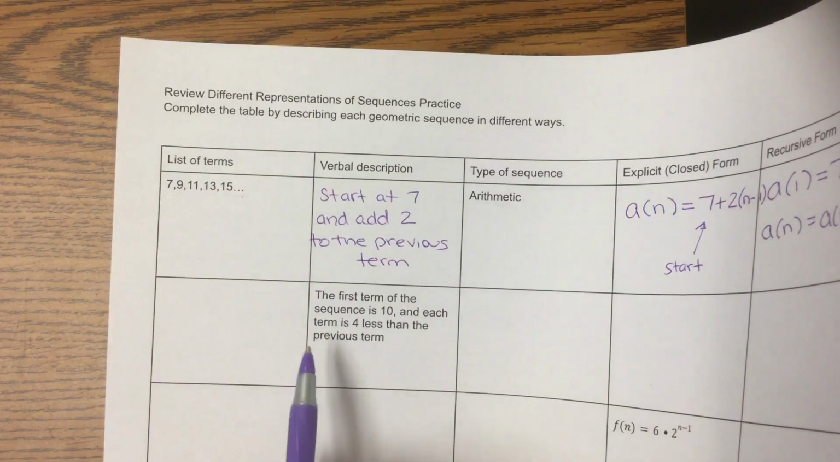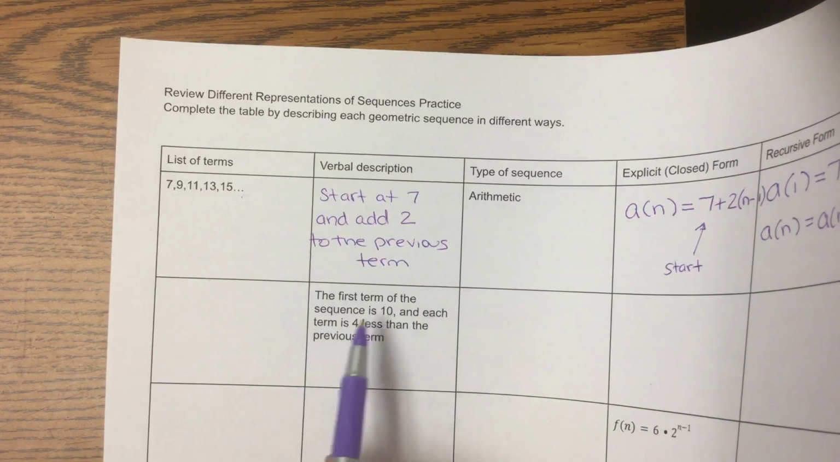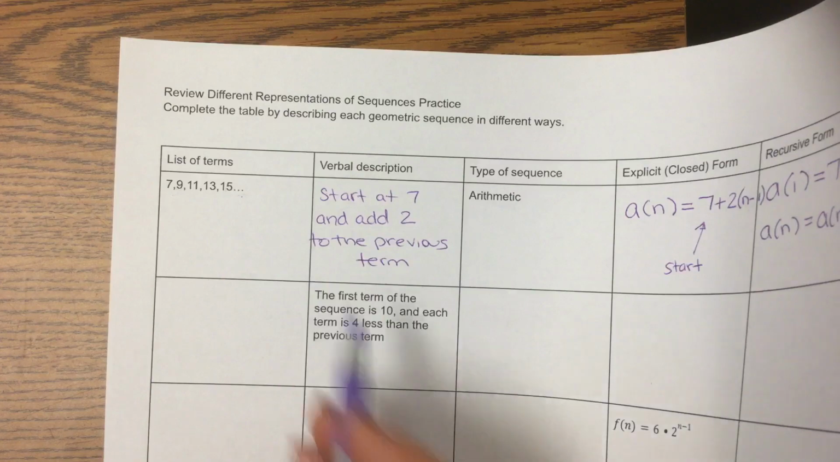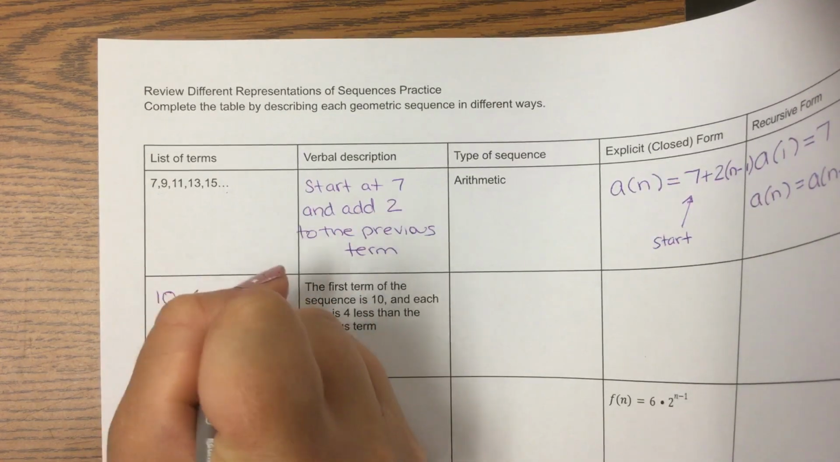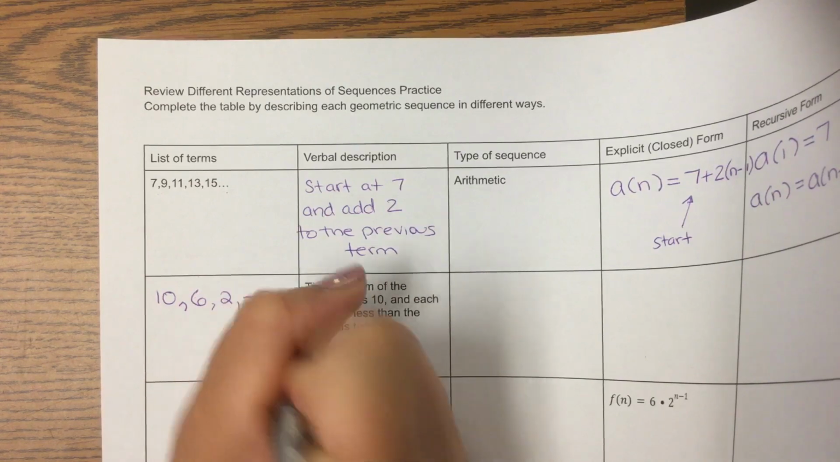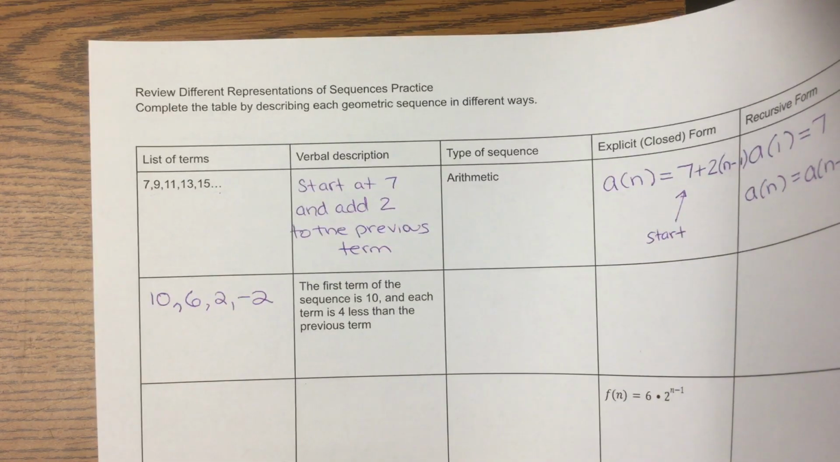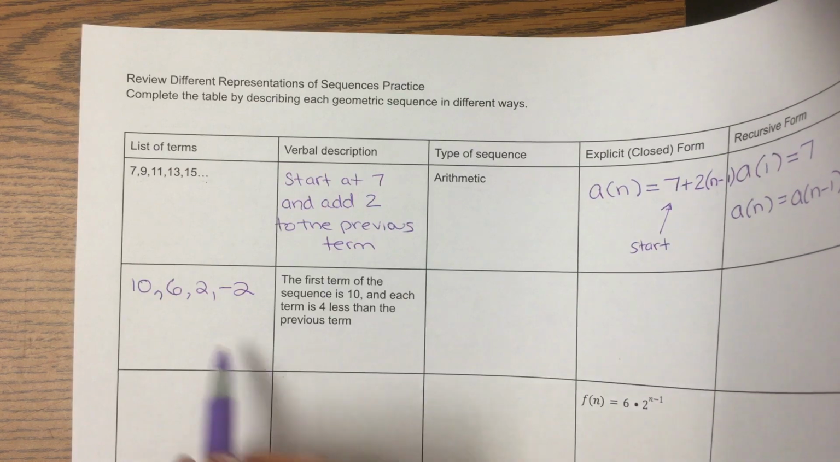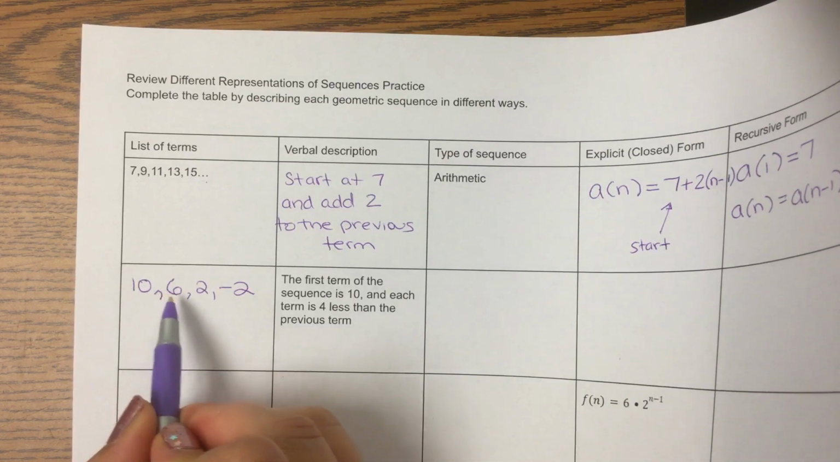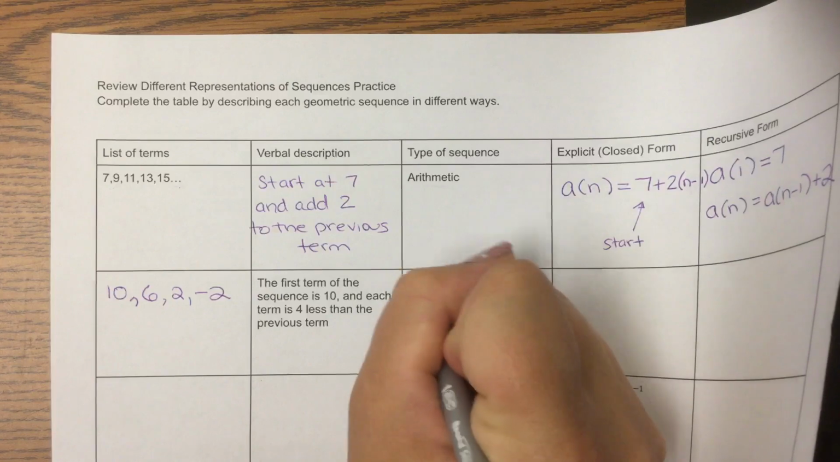Okay, so this says the first term of the sequence is 10, and each term is 4 less than the previous term. So 10, and I'm going to subtract 4, so I'd be at 6, and then 2, and then negative 2, and then I could keep going. So how could I decide if that's arithmetic or geometric? Subtracting is like adding a negative 4. So this is also arithmetic.